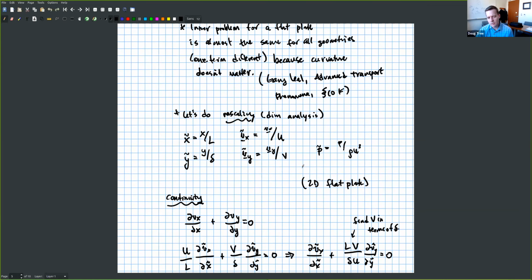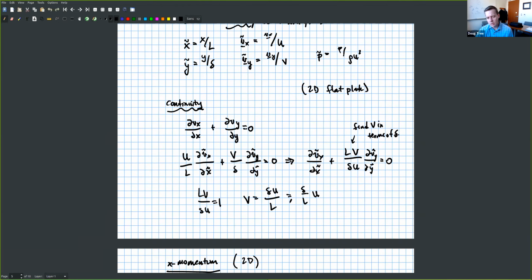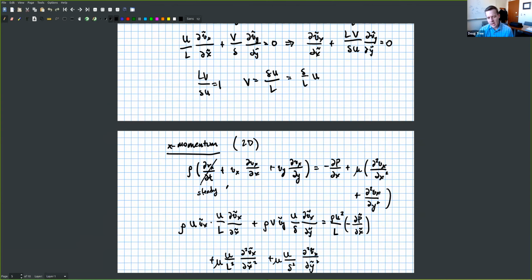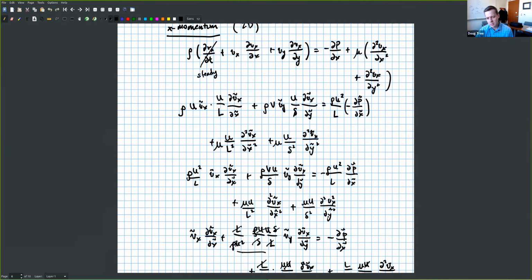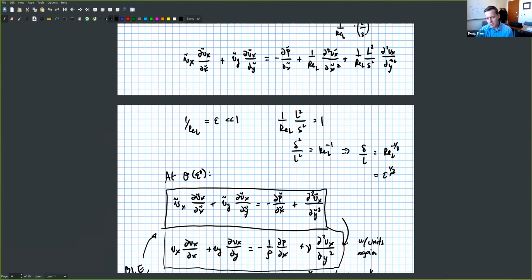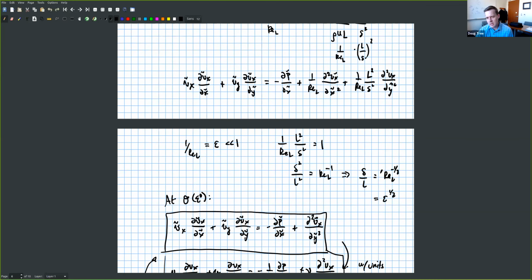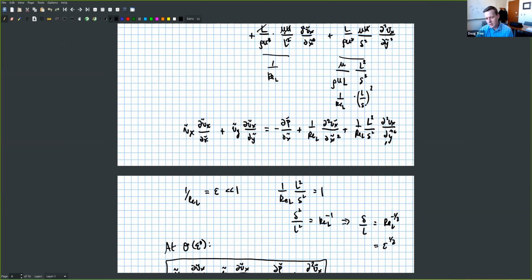We rescaled the velocity by some new velocity v and y by some new length scale delta. When we did the continuity equation, we found v was related to delta over L multiplied by u. Then when we did the x momentum equation, we found delta. That took a little more algebra, which we spent a bunch of time on last time. We found that delta over L went like the Reynolds number to the minus 1/2, which was epsilon to the 1/2, our small number to the 1/2. We did that so that we didn't lose all of our viscous terms.